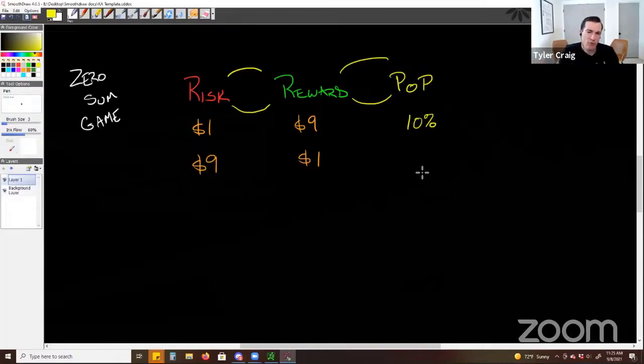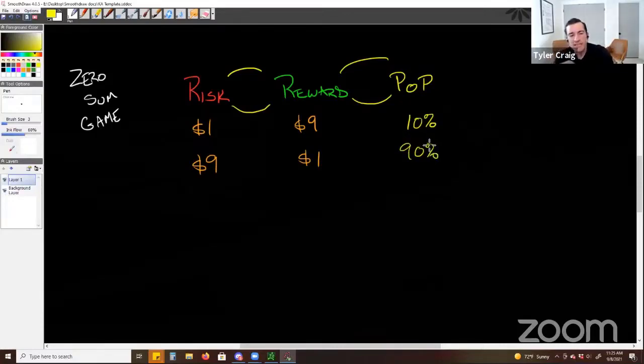Otherwise, we would all enter trades where we're risking a dollar to make $1 million with a 99% chance of success. Well, that would never exist because nobody's willing to take the other side of that transaction. So if you're the guy who's risking a dollar to make $9 and you've got a 10% chance of making that $9, the person on the other side of the transaction is the guy who's going to lose $9. So that's his risk. He can make a dollar because that's your risk. And the only reason he's going to risk $9 to make a buck is if he's got a really good chance of making that dollar. In this case, it's going to be 90%.